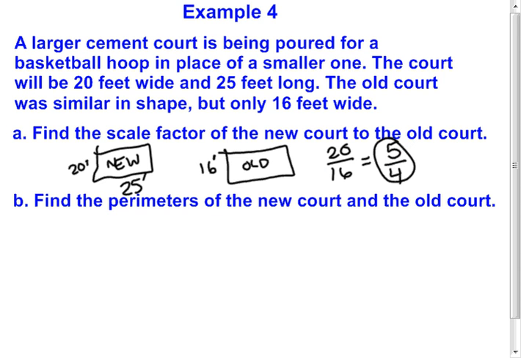Find the perimeters of the new court and the old court. Well, the new one, we already know all the sides, so I could just add those up. 50 and 40 makes 90. So the perimeter of the new court is 90 feet.